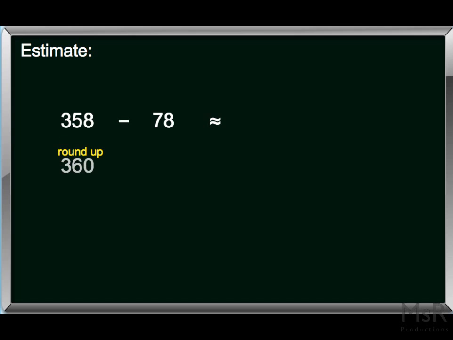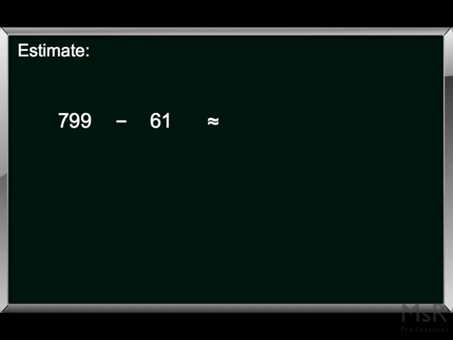And so now it's going to look like this. We're going to have 360 take away 80. So our answer is approximately 280. Notice that we have an approximate sign there, and it's not an equal sign because we're estimating and we're not finding the exact answer. We're finding an estimate. Let's take a look at one more example.